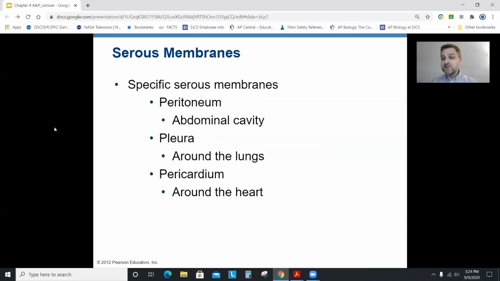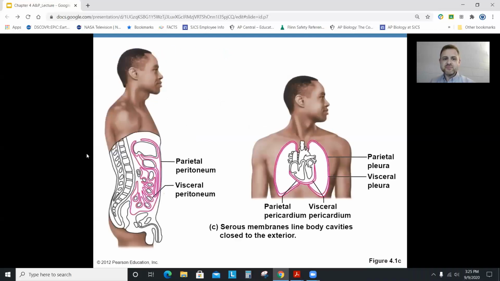Okay. Examples of serous membranes. The peritoneum is the one that lines your abdominal cavity. So the one that's lining your stomach, your intestines, and then the inside wall of your abdomen. The pleura are the ones that line the lungs. And the pericardium, I mentioned this earlier, is the one that lines the heart.